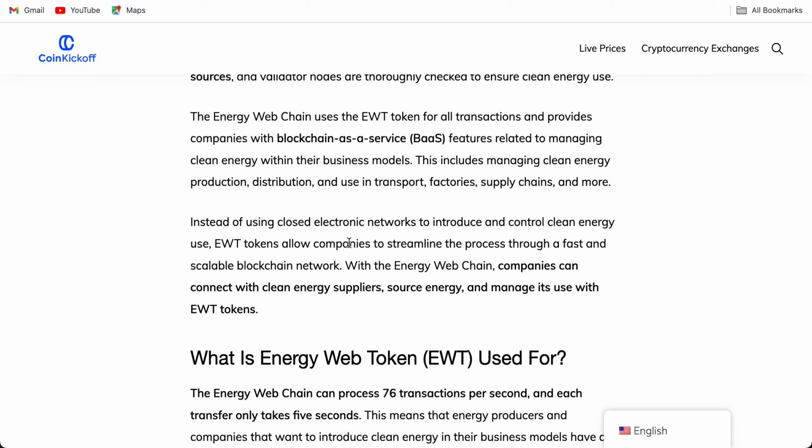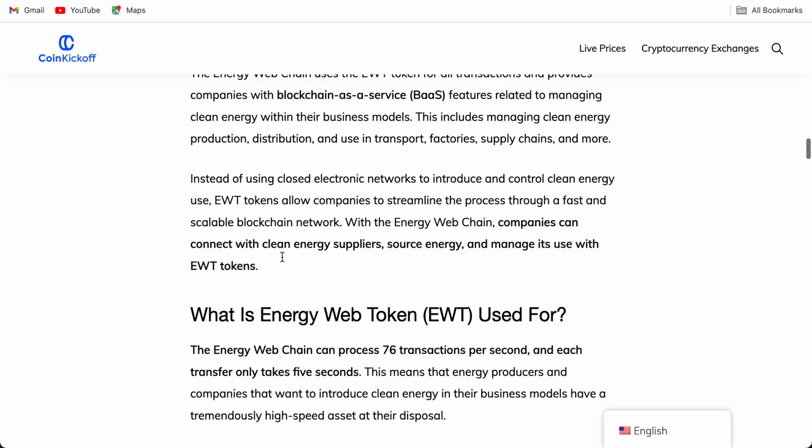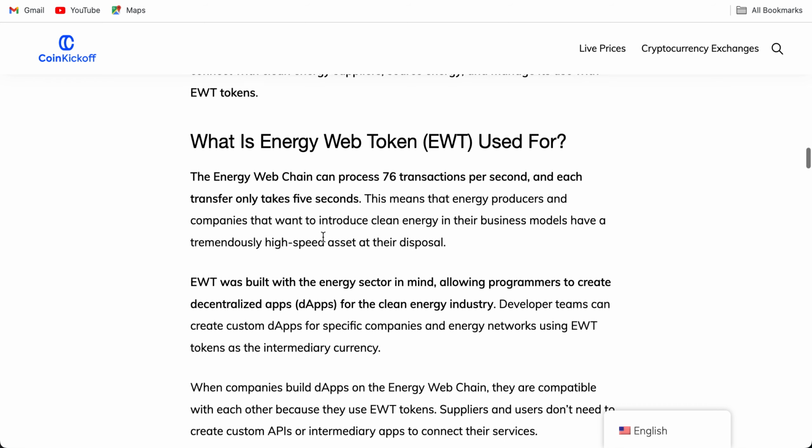Instead of using closed electronic networks to introduce and control clean energy, EWT tokens allow companies to streamline the process through a fast and scalable blockchain network. With the Energy Web Chain, companies can connect with clean energy suppliers, source energy, and manage its use with EWT tokens. So it has tremendous real world use case in the energy sector.